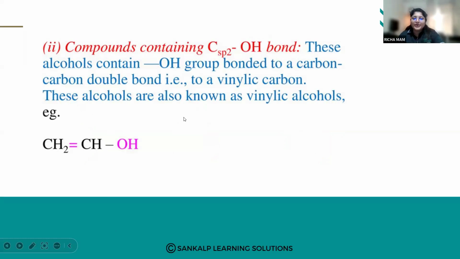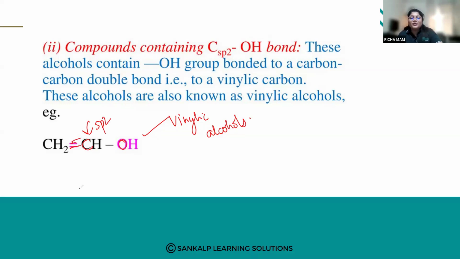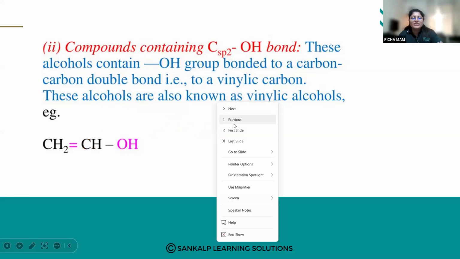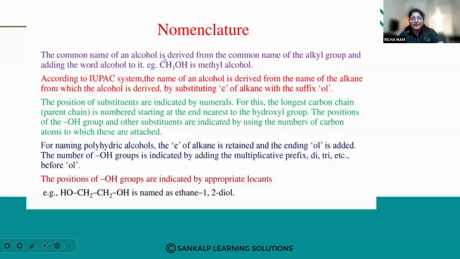Next are the compounds containing the OH group directly attached to a carbon which is part of a carbon-carbon double bond, and they are called vinylic alcohols. The OH group is attached to an sp2 hybridized carbon which is bonded in a carbon-carbon double bond. So they are the vinylic alcohols. I hope the benzylic, vinylic and allylic alcohols are clear. Next, we will see the nomenclature.